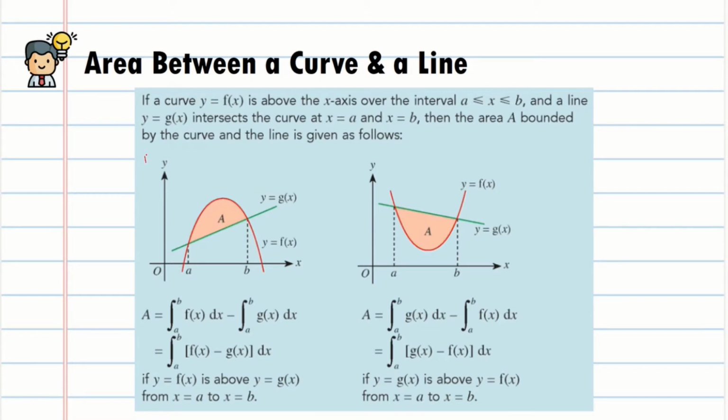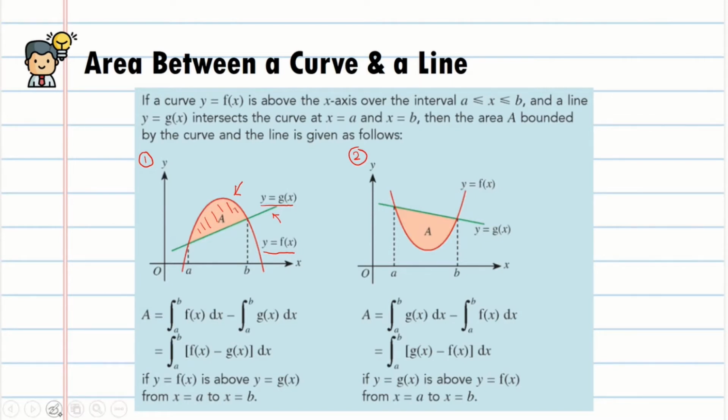First, we have the one on the left, which let's call case number 1, and case number 2, which is what we have on the right. Let me first talk about case number 1. In case number 1, we have the curve over here and then the line. The curve is represented by the equation y equals f(x), while the equation of the line is represented by y equals g(x). We want to find out what is this area bounded by the curve and the line, which is this area A.